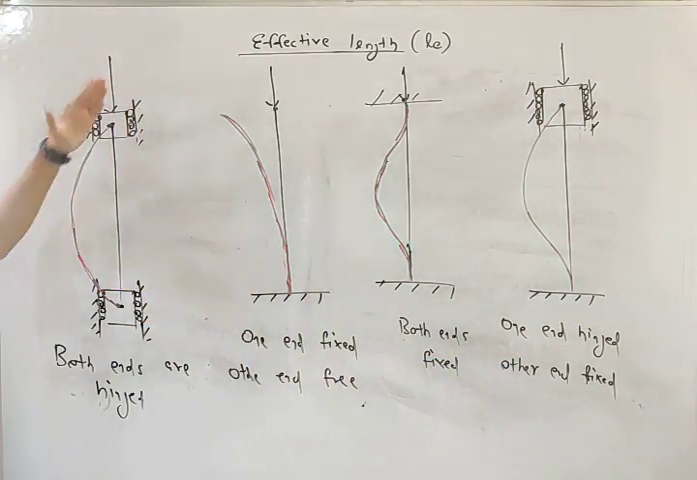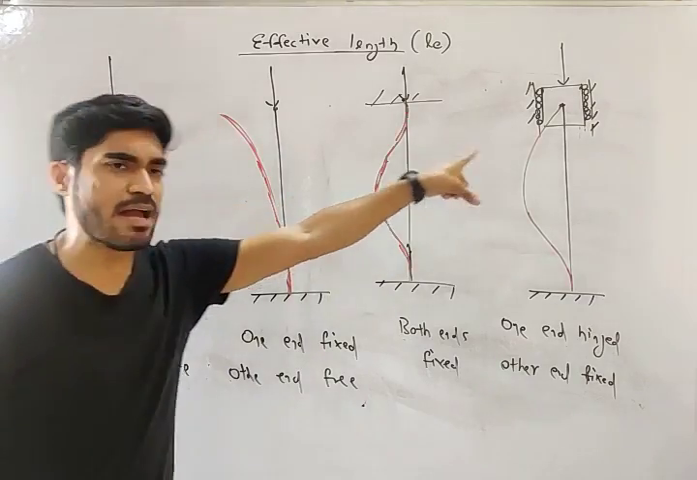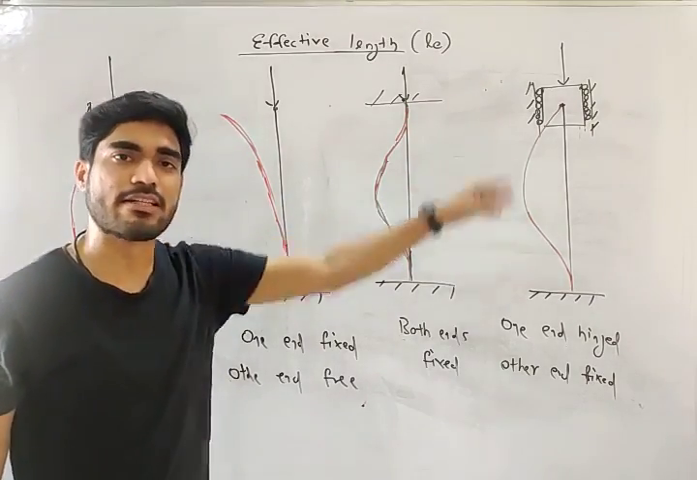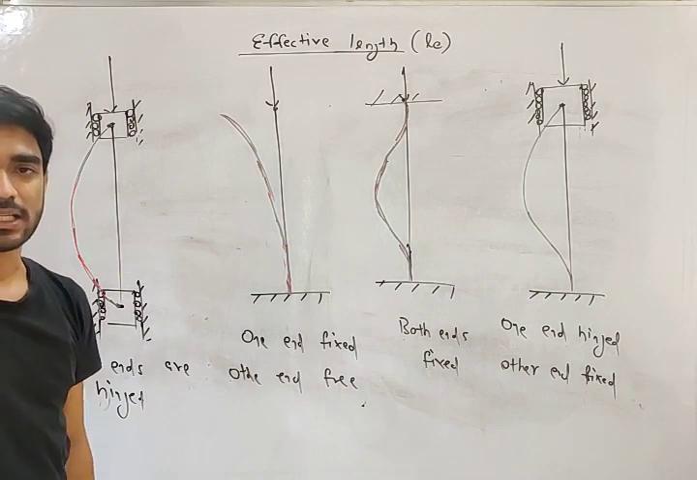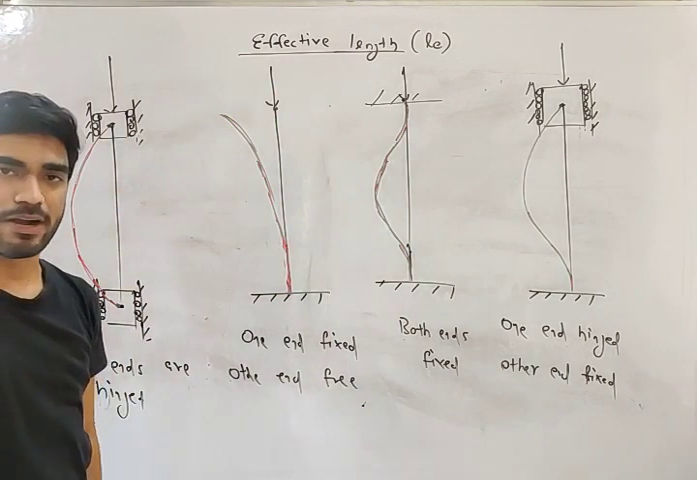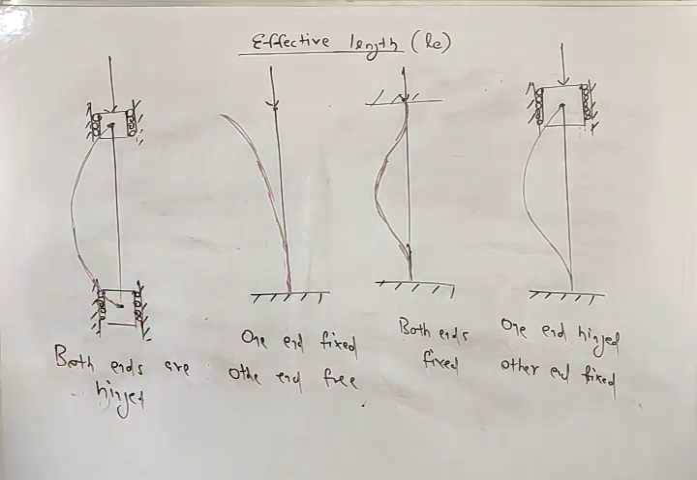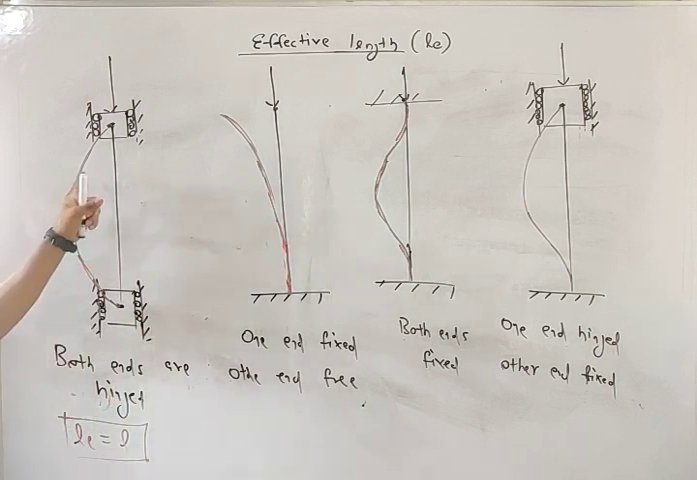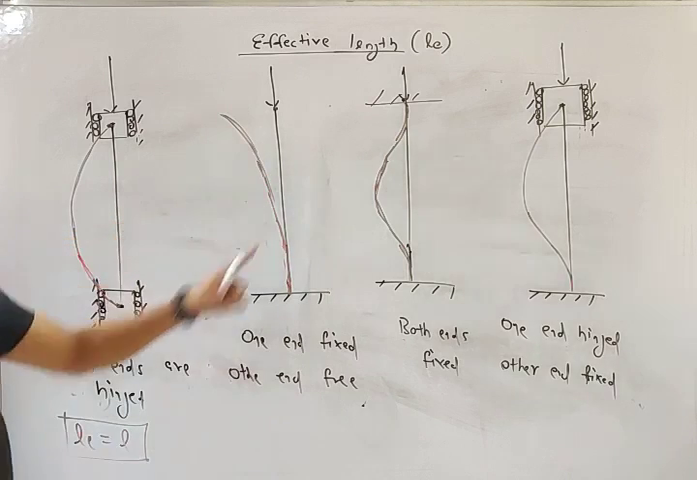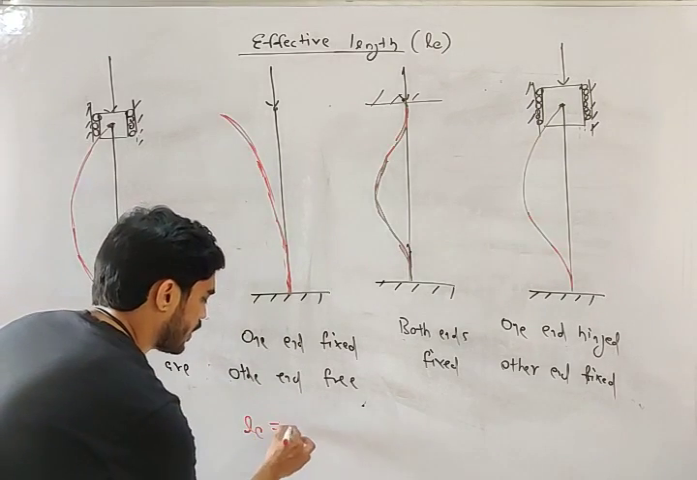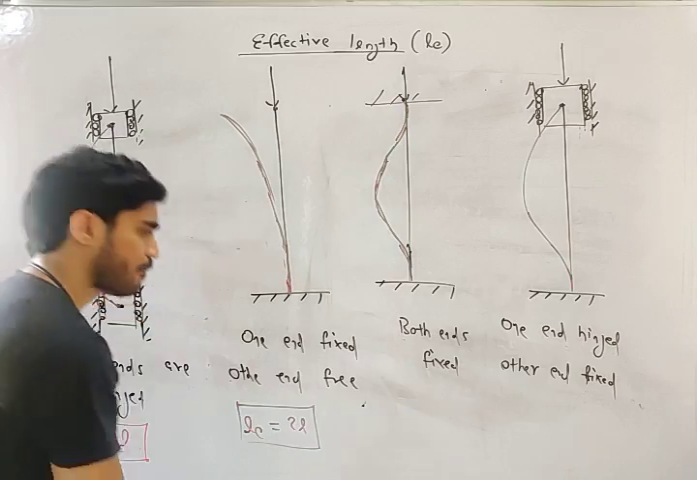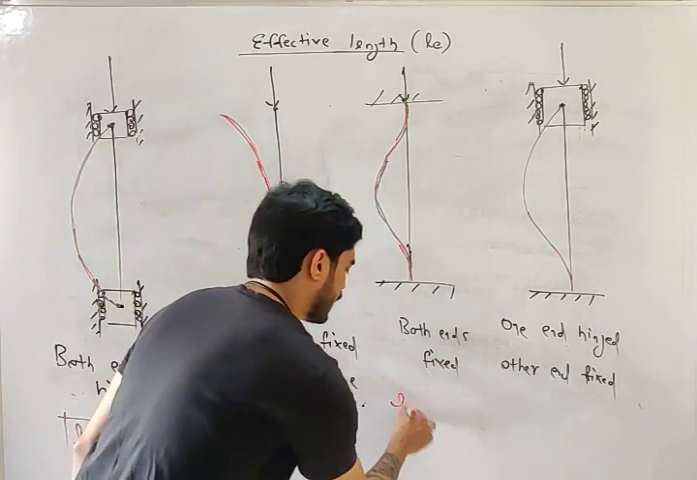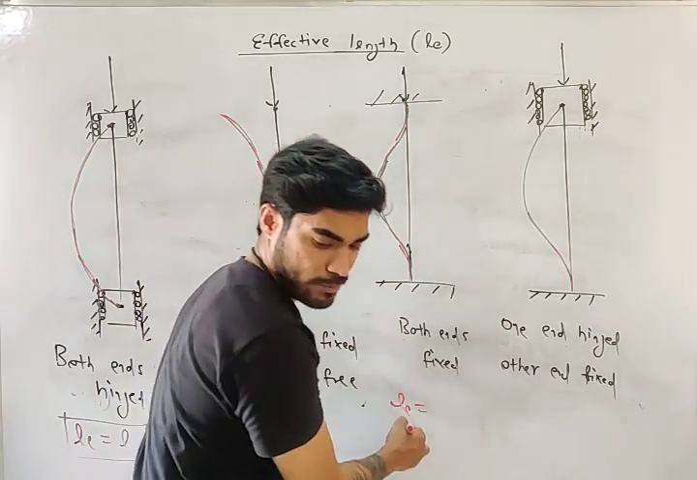So look at this. In all four conditions, the shape of the column is different. In all four conditions, the effective length will be different. So what will be the effective length in this case? In case of both ends hinged, effective length is equal to L. In this case, effective length is equal to 2L. In this case, effective length is equal to L by 2.